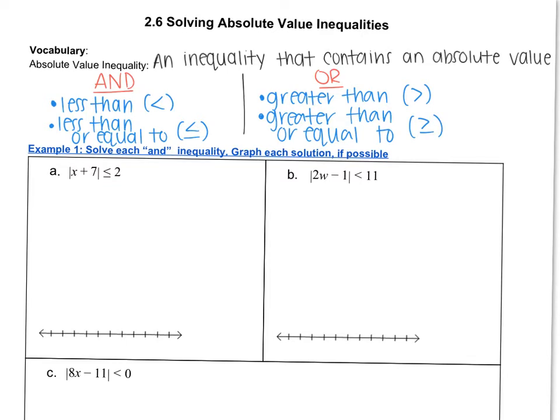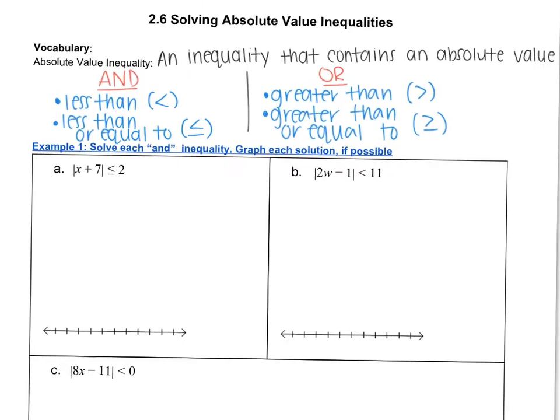So here's how I remember it. Less than is and, greater is or. Less than is and, greater is or. So if we have an absolute value that is a less than, we're going to write an and inequality.